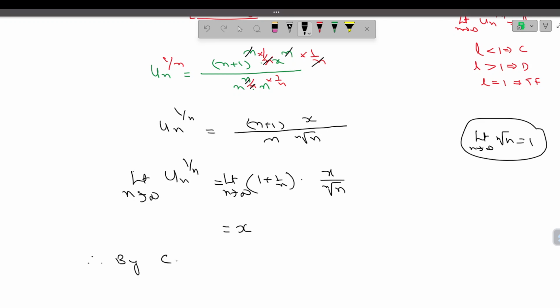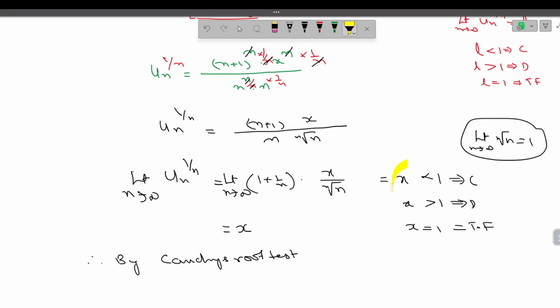Therefore, by Cauchy's root test, the answer is x. If x is less than 1, convergent. If x is greater than 1, divergent. If x equal to 1, test fails. So we have three conditions, and it depends on x. Less than 1 convergent, greater than 1 divergent, equal to 1 test fails.